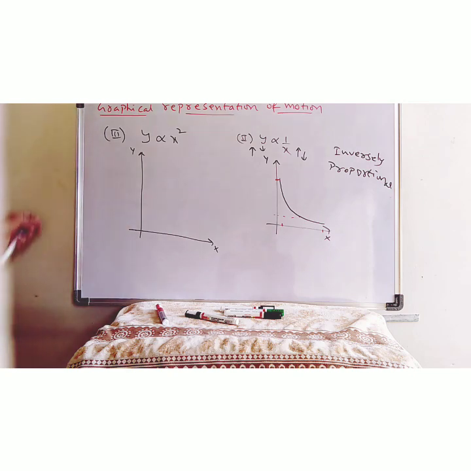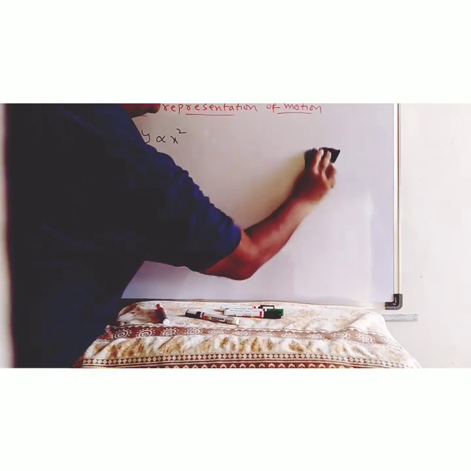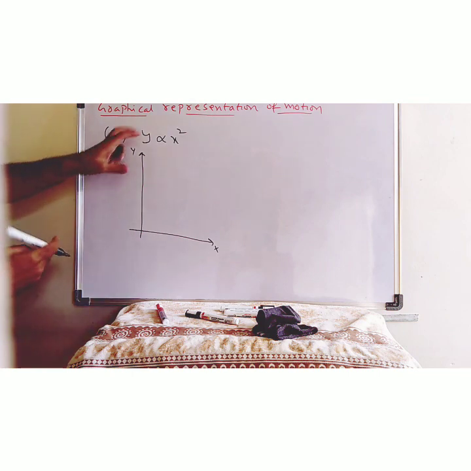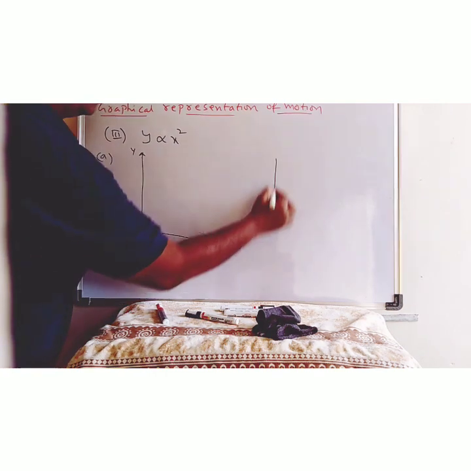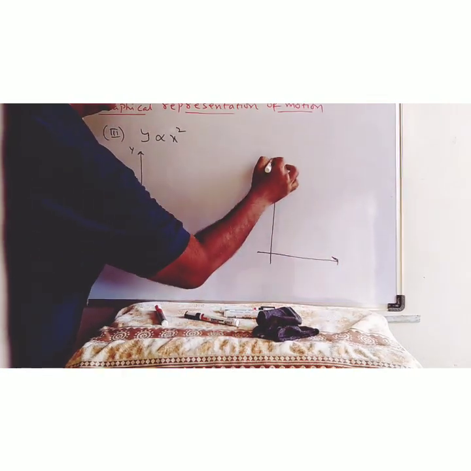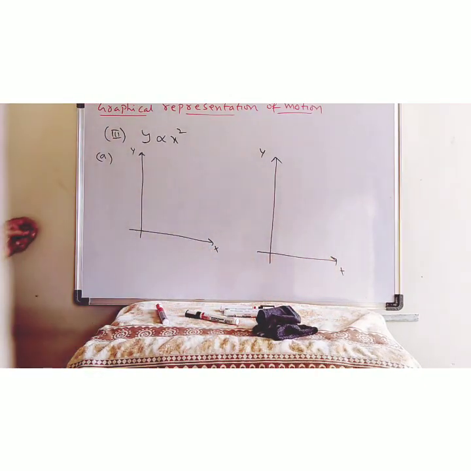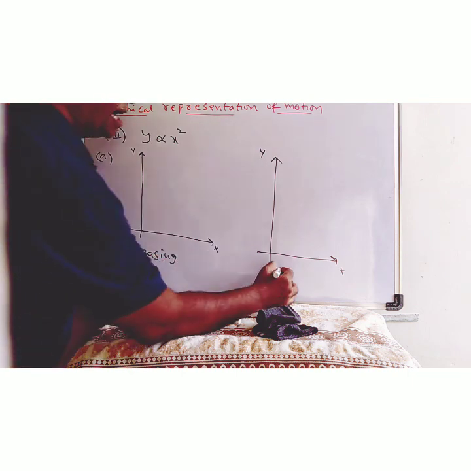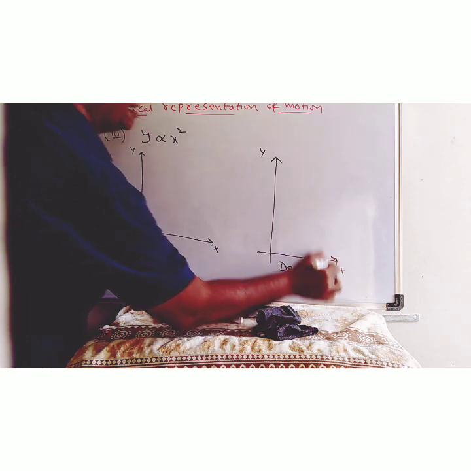Let us observe carefully. In this one, if y is directly proportional to x square, there are two possibilities. This is possibility 1 and this one is possibility 2. Let us say this one is y, this one is x. So what are the two possibilities? Either it may be an increasing graph or it may be a decreasing graph.